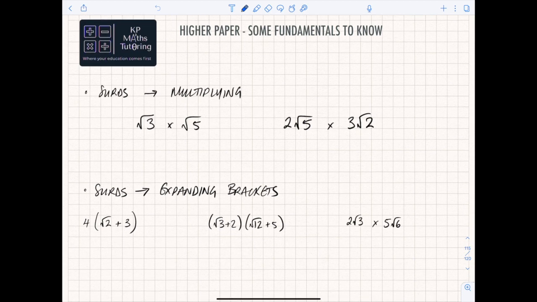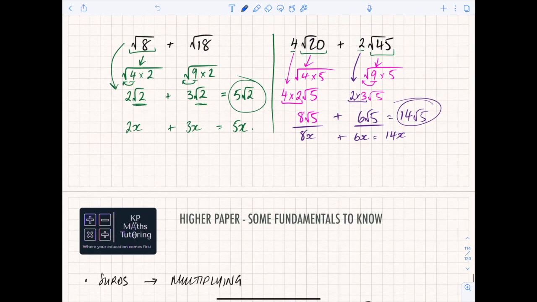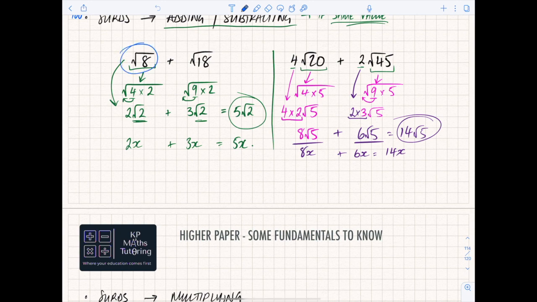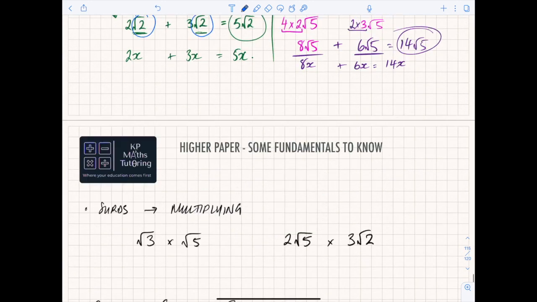If you understand the fundamentals of this, then a lot of other stuff opens up and it does make it a little bit easier. So let's jump straight in. Now, in the previous bit where we said you can only add surds together if they're the same, so looking back here, we could only add root 8 and root 18 together when they both had the root 2, right? This is different.